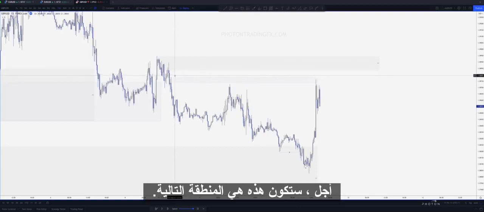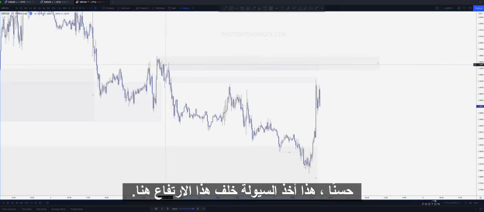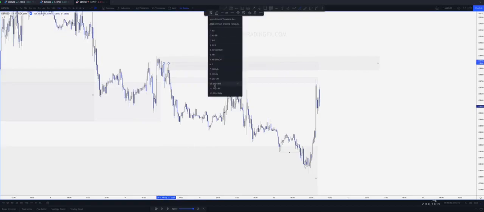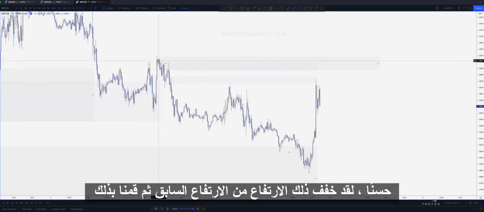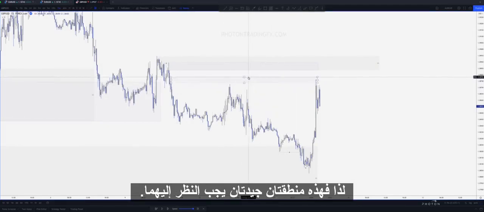Then we have this zone, so that would be the next zone I would look at, right? That's taken the liquidity behind this high here. Right, it's mitigated that high, the previous high, and then we've got that movement away. So these are two pretty good zones to be looking at.